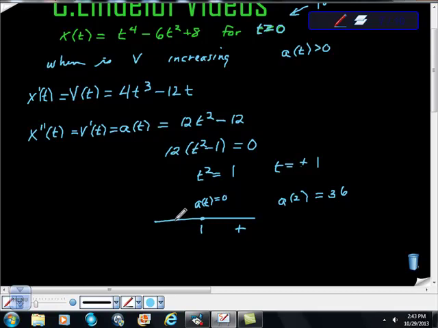I would do the same thing here. I would take a value to the left-hand side. Maybe I take 0. So I took 2. Why 2? Because 2 is an easy value. I need one to the left and one to the right. If I take t of 0, which is to the left of that, which is on our interval, we would get a value of negative 12. So this is negative. So what can we say? We can say that the velocity is increasing where t is greater than 1. All right? So there's our answer.